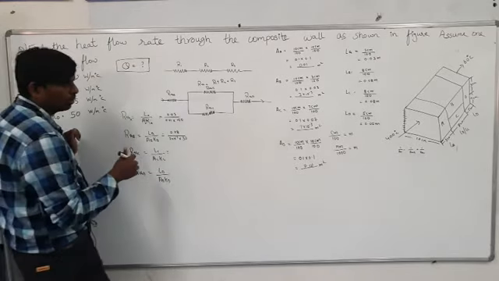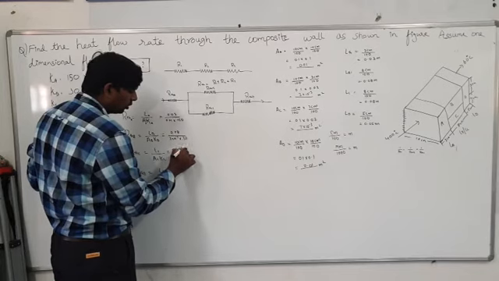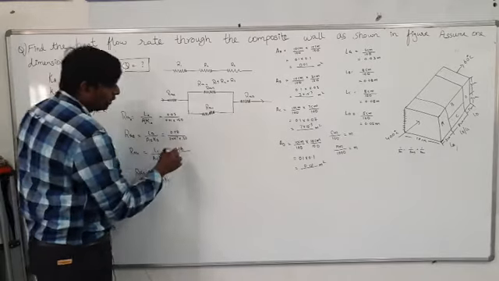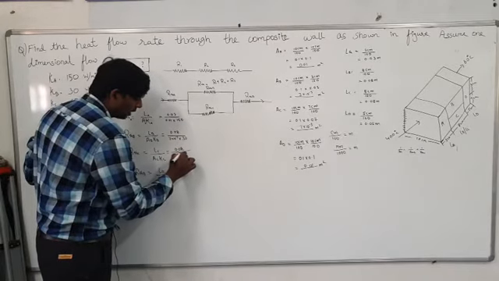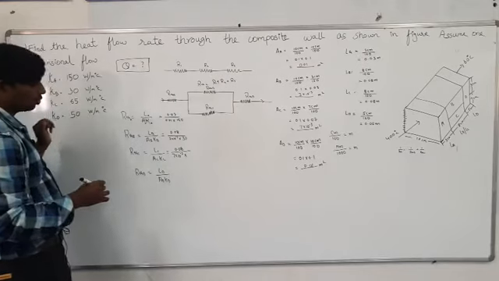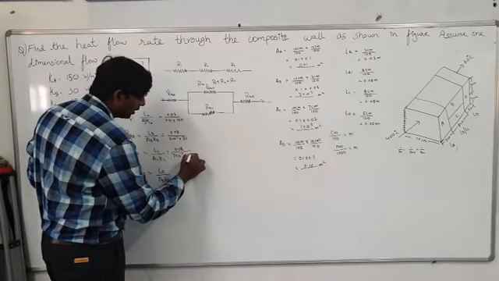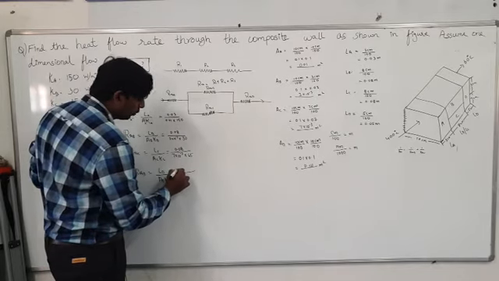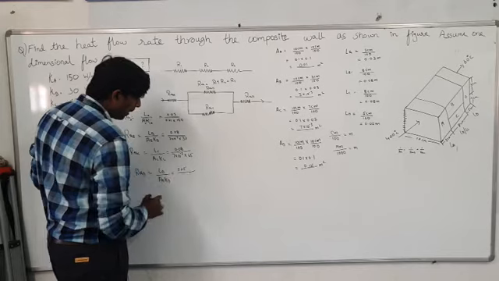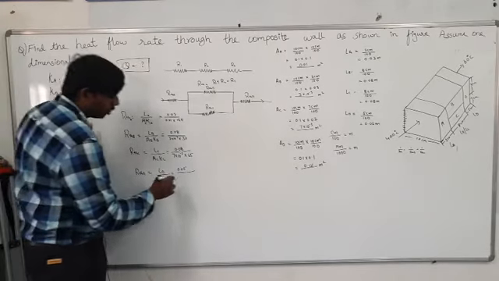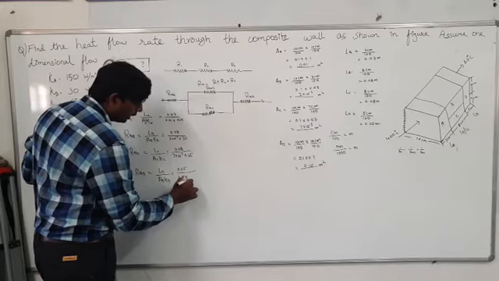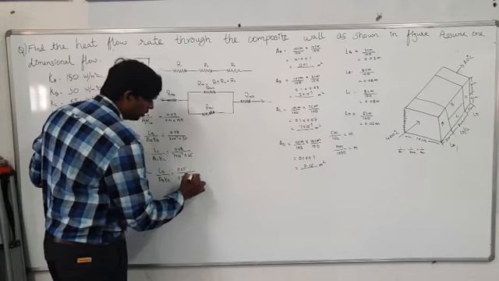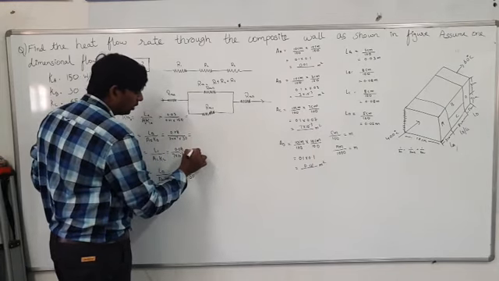LC value is 0.08. AC value is also given, 7 into 10 to the power of minus 3. KC value is given in your question as 65. Take it as it is. After that, LD value is 0.05. Then AD value is 0.01, and KD value is 50.